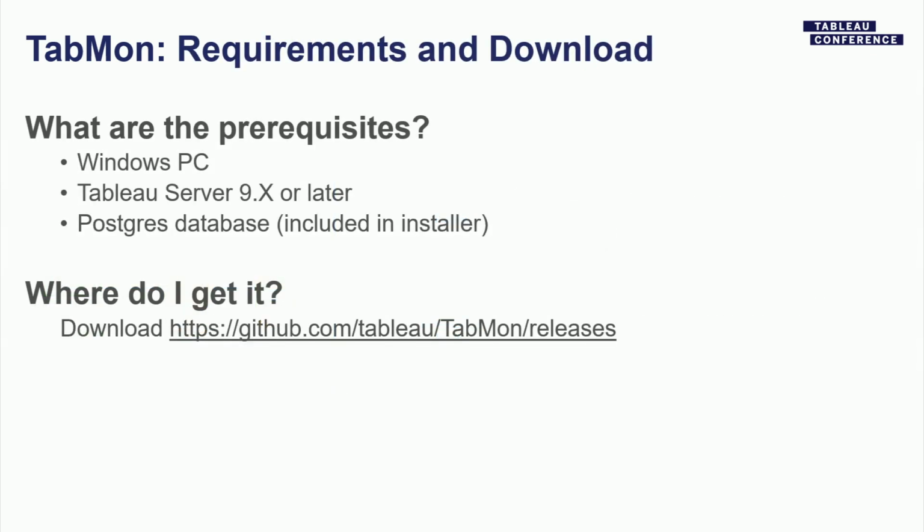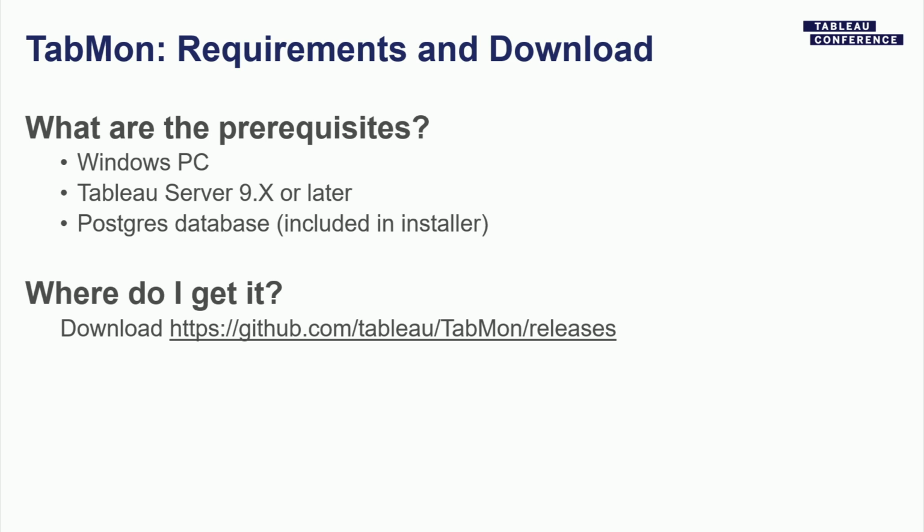Great, so that's a little bit about TabMon. So let's talk about what we need in order to install and use TabMon, and where we get it. The first thing we need is a Windows PC. Currently, TabMon only runs on Windows. We'll need a Tableau Server instance 9.0 or later, because that's when we started exposing JMX counters. And we'll need a Postgres database if we want to expose any sort of historical data at all, because a CSV just isn't built to store historical data. The nice thing about that database, though, is that it's included in the installer.